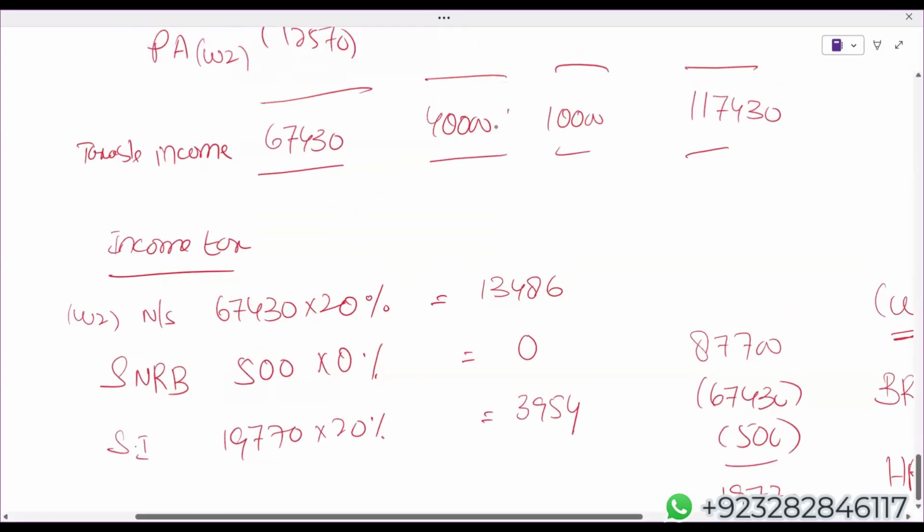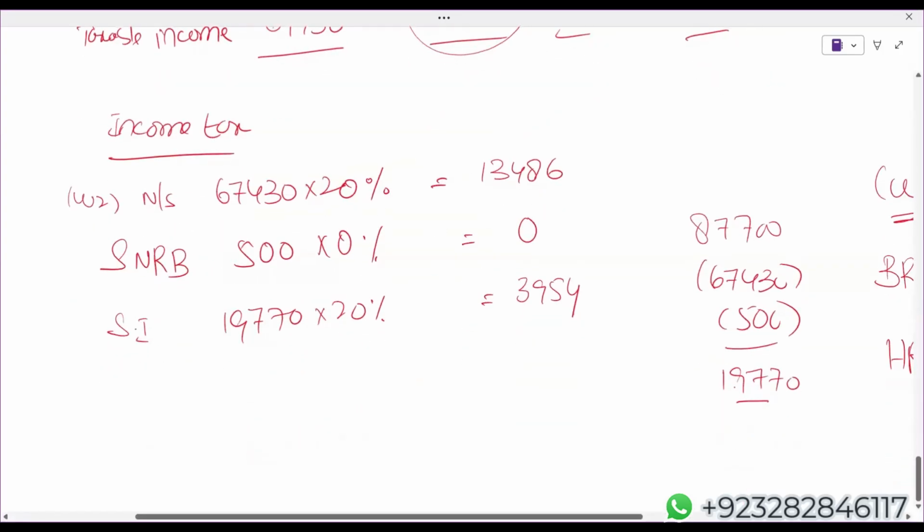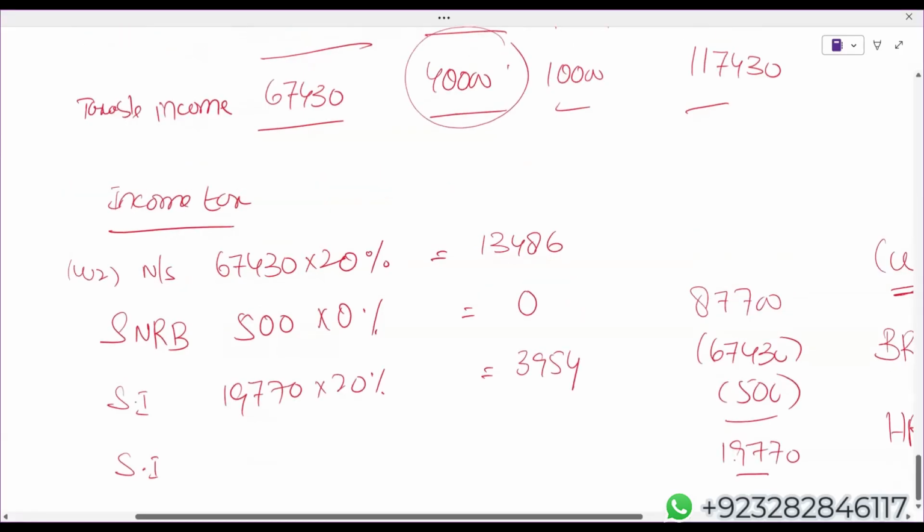Now, let's see how much saving income is left. Whatever saving income is left, that falls in the higher rate band. From this 40,000, we'll deduct the 500 nil rate band, then 19,770. Students, I'm getting 19,730. Applicable rate is 40%, which gives 7,892.